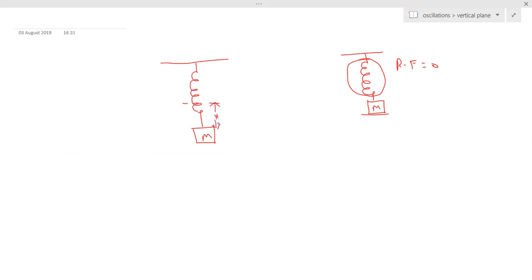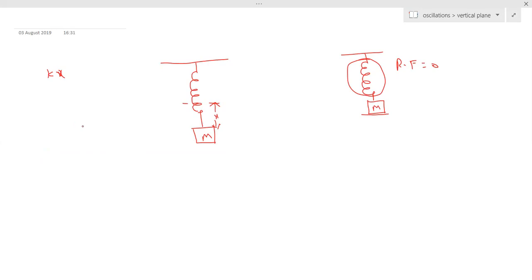So this will be extension. The point you have to remember is, already in this case there is some restoring force that is equal to kx. Okay, now what I'll do is I'll disturb. So this is already extended. In this case, what happens?